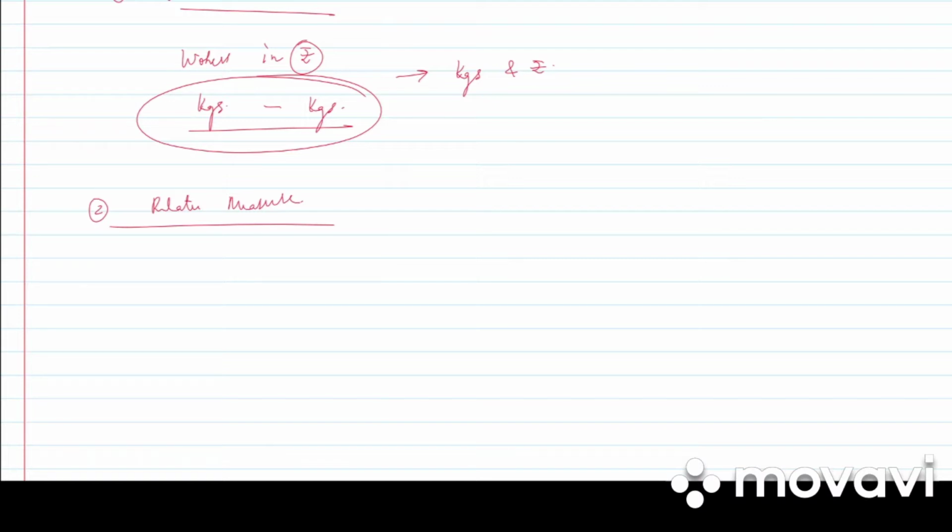So in case of relative measure, one studies two or more series simultaneously. This is also known as coefficient of variation. So it is totally opposite of absolute measure. In case of absolute measure, we were not studying one or more series simultaneously, but in case of relative measure, we are studying one or more series simultaneously.